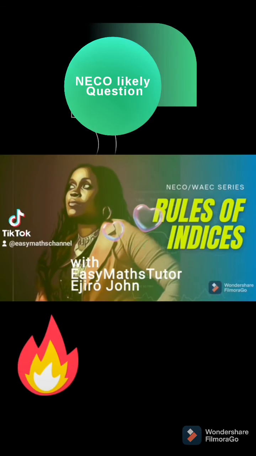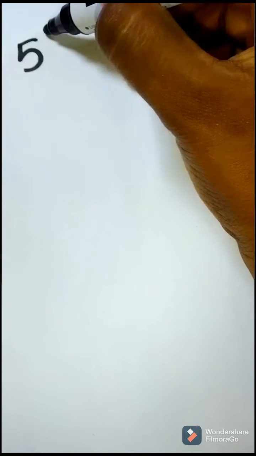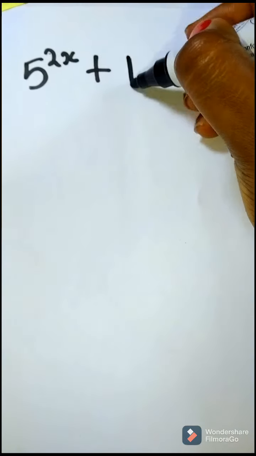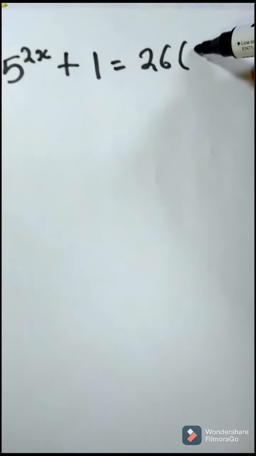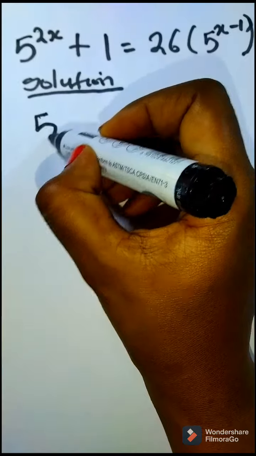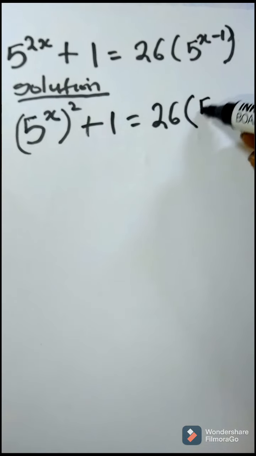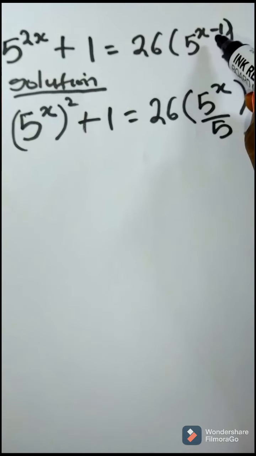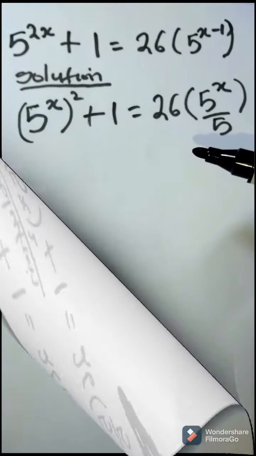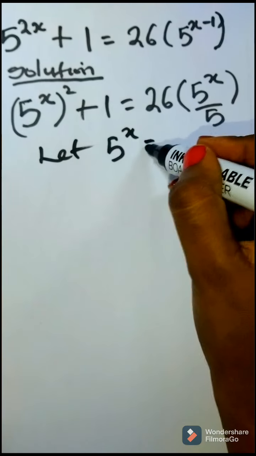On today's topic, we're going to calculate some simple questions on indices. Our first question is, find the value of x for this exponential function. So we'll say, let 5^x equal to p.